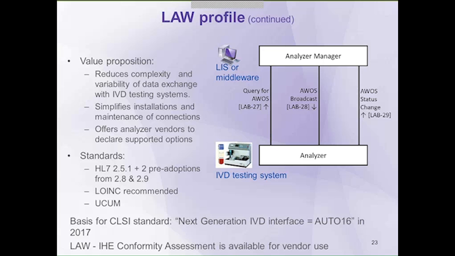It's also using 2.5.1 HL7, but it's pre-adopted some features from the newer versions. It recommends LOINC and uses UCUM, and it's actually the basis for the CLSI standard AUTO16 that's supposed to come out this year, so hopefully that is happening. And IHE created a conformity assessment for vendors. So that's kind of a very official Connectathon review, and I think more of that will be part of the generic IHE presentation.